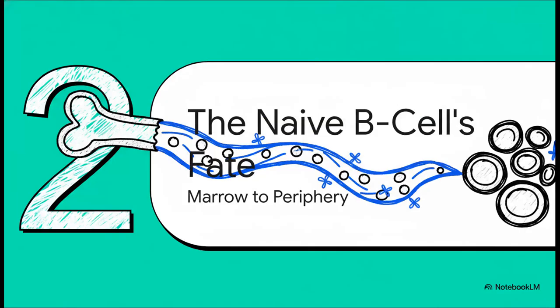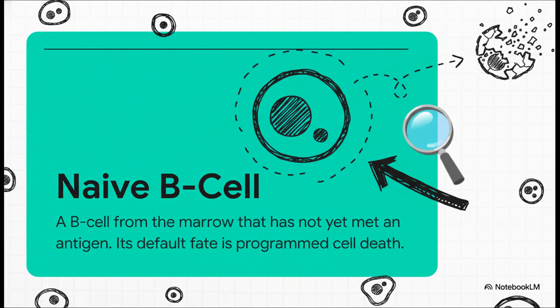So our B cell has finished its basic training in the bone marrow and gets released into the bloodstream. At this point, it's known as a naive B cell, and it's starting a whole new chapter of its life out in the periphery. We call this cell naive for a simple reason. It hasn't met its specific antigen yet, so its whole life is basically a waiting game. And if it doesn't get activated, its default biological program is to undergo programmed cell death, apoptosis. The vast majority of them, well, they're just destined to die.